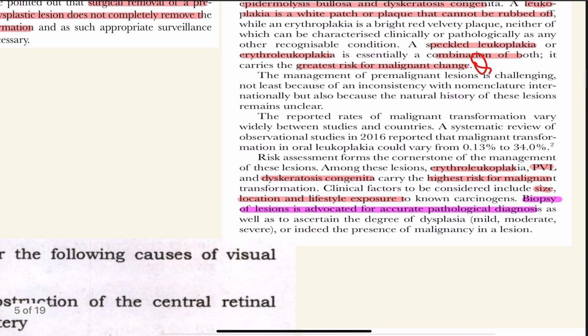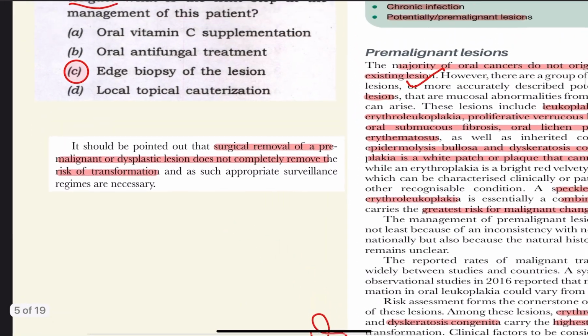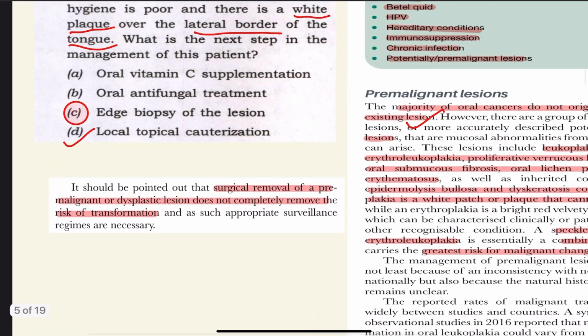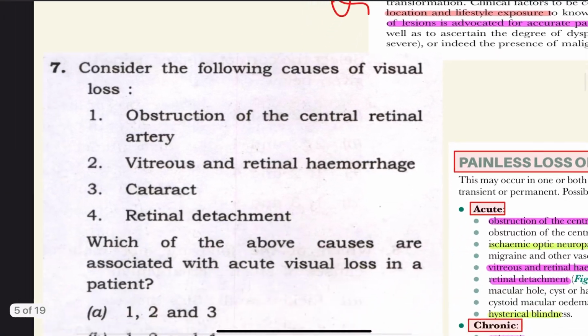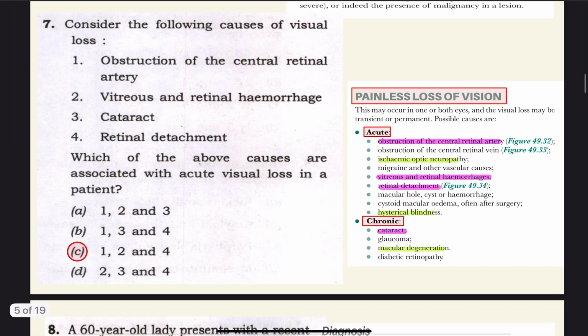In all these conditions, biopsy of the lesion is advocated for accurate pathological diagnosis. This was the question asked. Regarding the last option, surgical removal of the pre-malignant or dysplastic lesion does not completely remove the risk of transformation. So you have to do a biopsy and then take definitive treatment; just topical cauterization will not do. Now comes question number 7.